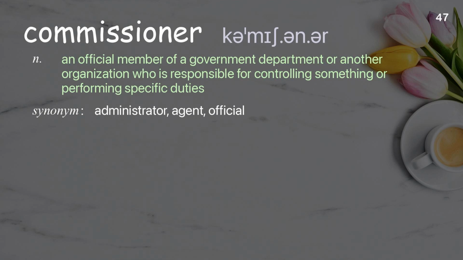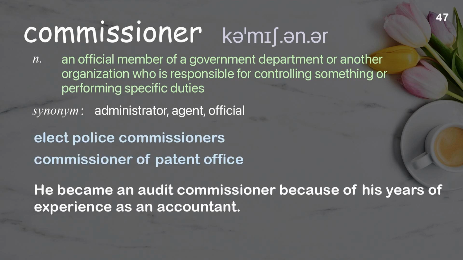Commissioner. An official member of a government department or another organization who is responsible for controlling something or performing specific duties. Examples: Elect police commissioners. Commissioner of Patent Office. He became an audit commissioner because of his years of experience as an accountant.